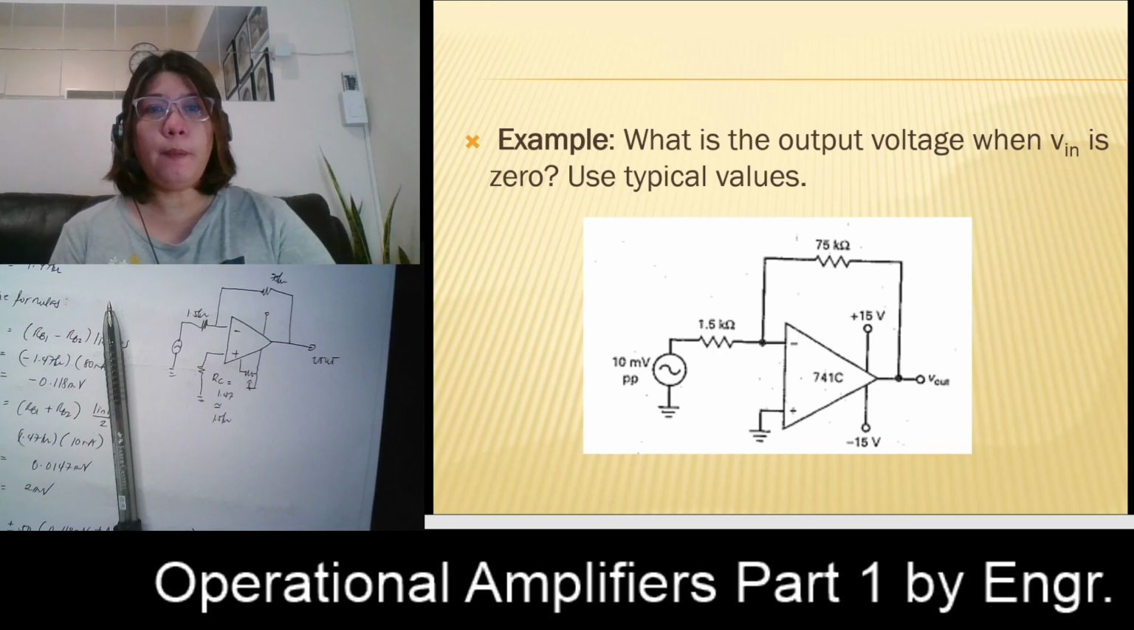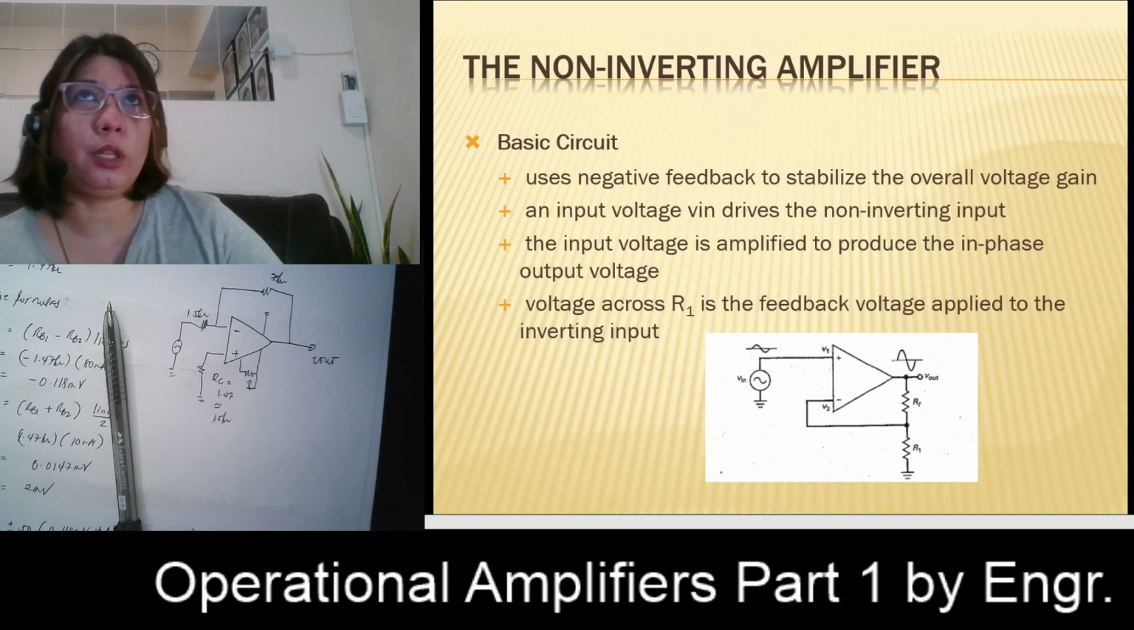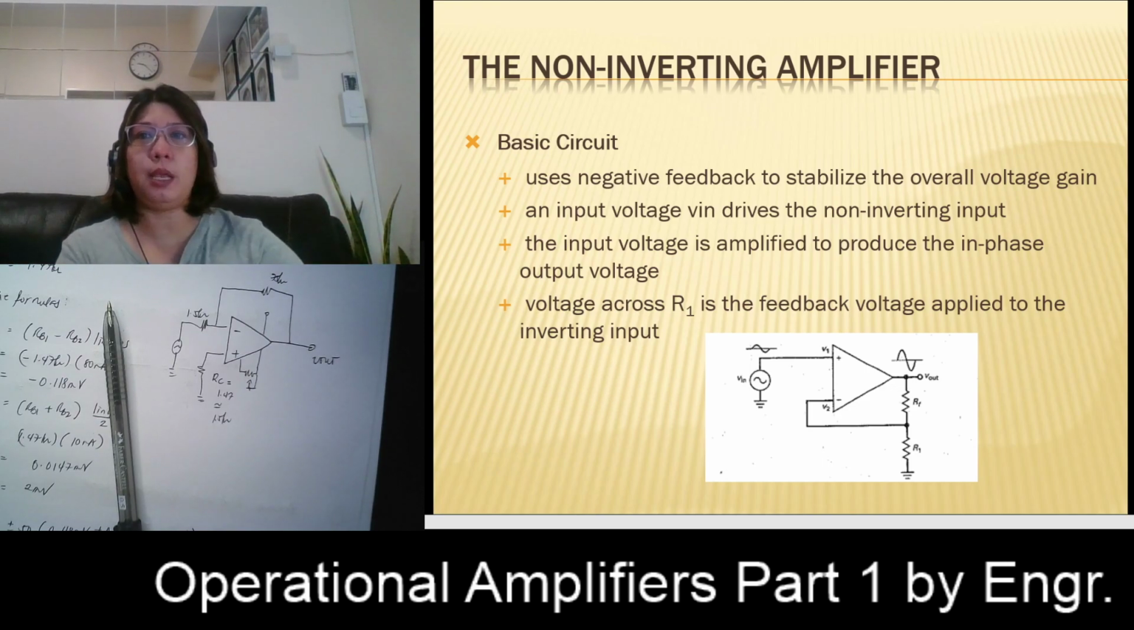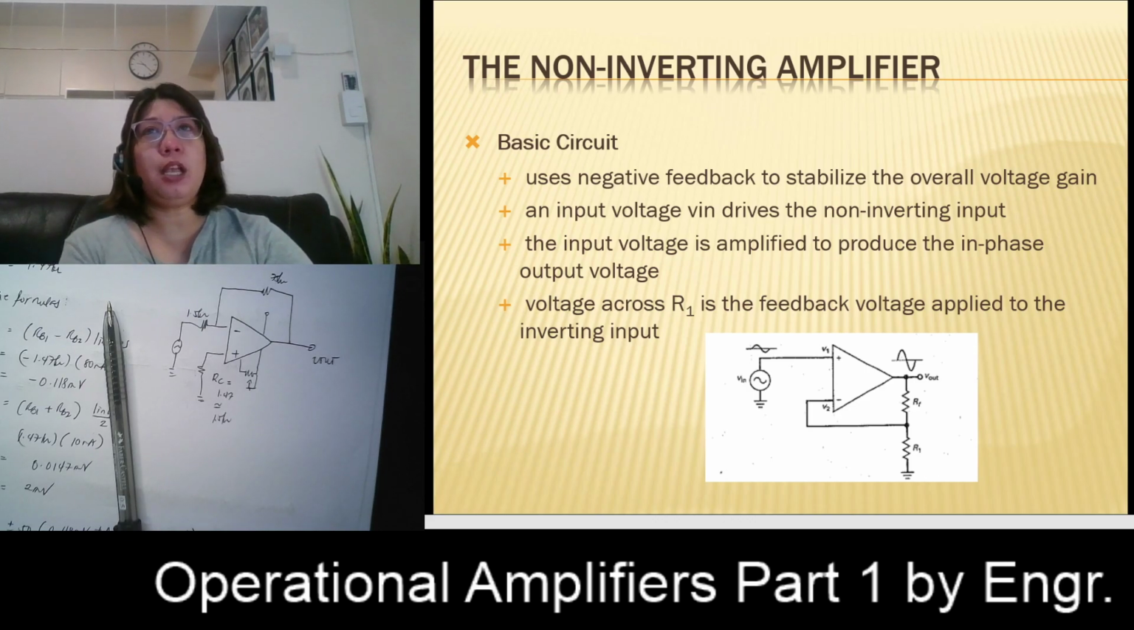Okay. So next is another basic op-amp circuit. Another basic op-amp circuit is the non-inverting amplifier. Just like the inverting amplifier, this also uses a negative feedback to stabilize the overall voltage gain. Okay, so this is the equivalent circuit for a non-inverting amplifier.